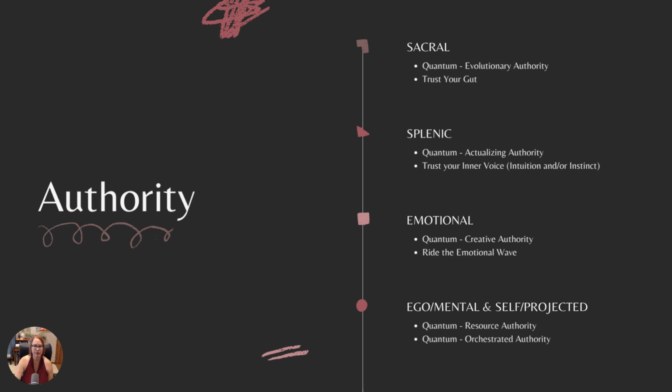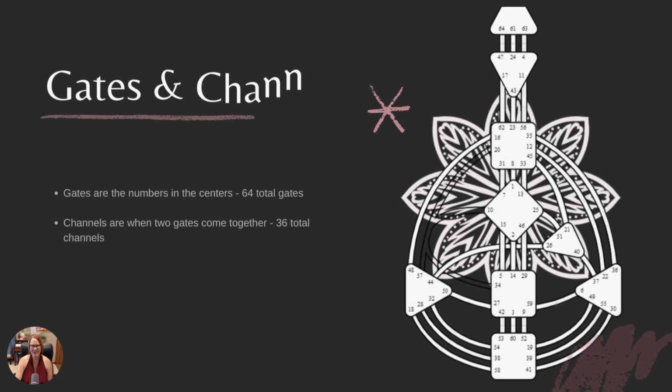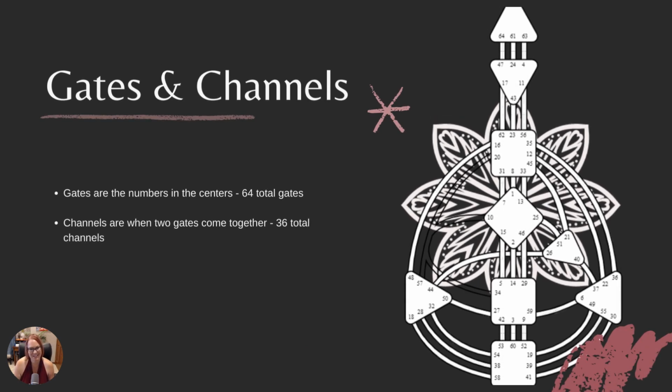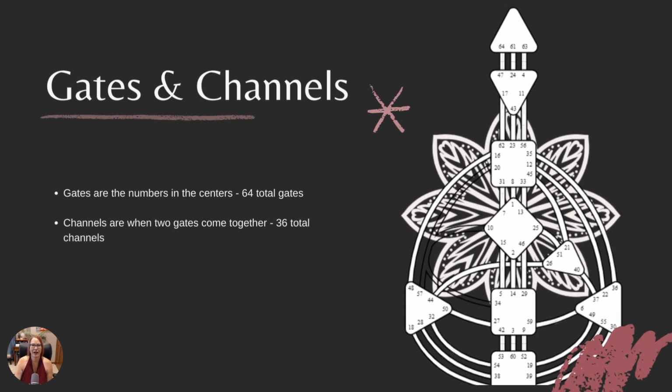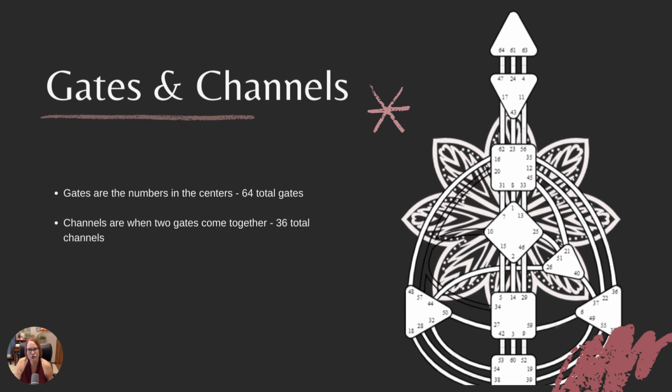Okay. So next up are my favorites. I love the gates and channels so much. But I'm not going to go a lot into this because there's so much involved. As you can see, we have 64 total gates. These are the numbers that are within each of the centers when they are connected to another gate. So in this case, if you were to go at the top, the head center, and then down to Ajna, we have the 64-47. That is a channel. There's 36 total.